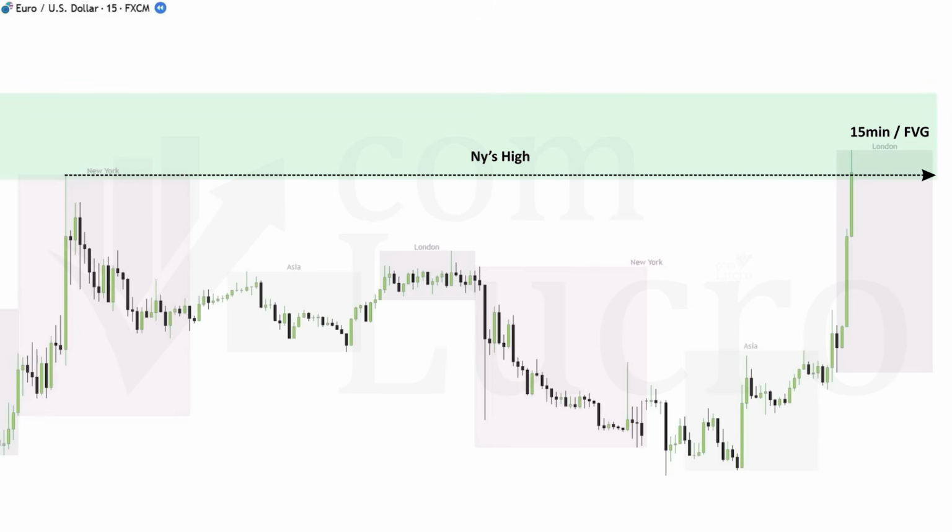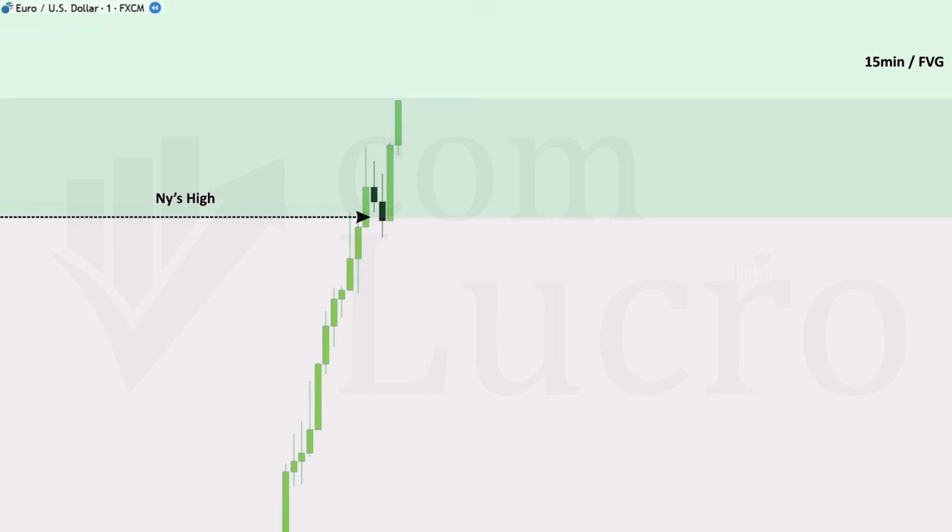As the chart progresses, you can see that once London opens, price begins to push higher. After sweeping the New York high and tapping into the 15-minute fair value gap, price starts to show clear signs of rejection. At that point, I move into the 1-minute chart to closely monitor for reversal signals. Looking at the 1-minute chart, it becomes clear that after sweeping the liquidity above the New York high and delivering into the higher timeframe fair value gap, price quickly drops back inside the New York high range. At first glance, everything appears clean, but before entering a position, an entry model still needs to form.